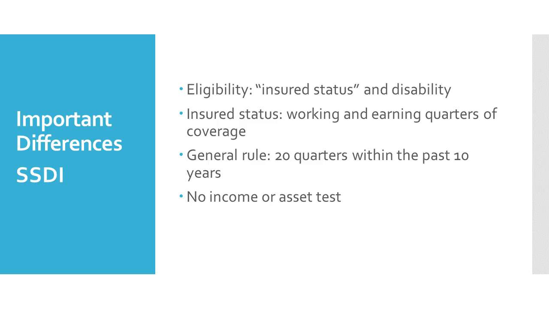So for SSDI, Social Security Disability Insurance, you have to have insured status, and that means working and earning quarters of coverage. And the general rule is, and it is a very rough rule, but if you have worked 20 quarters within the past 10 years, that's basically 5 out of the past 10 years, any time within that 10-year period, you're going to have insured status. And as I said, there's no income or asset test. You just have to have insured status and show that you are disabled.